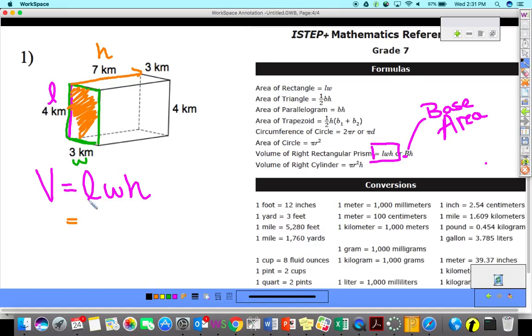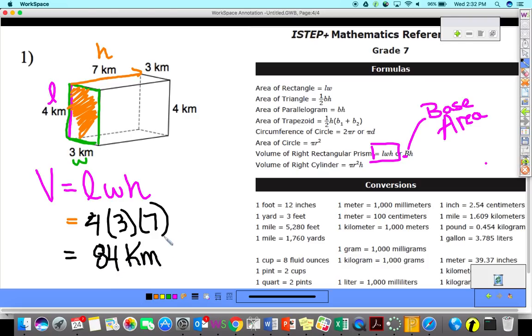So we're going to go ahead and multiply our length, which is a 4, our width, which is a 3, and our height, which is a 7. Now, some of you might be wondering, is it okay if I mix those up? Absolutely, it does not matter which is which. Okay? So I've got 4 times 3, which is 12, 12 times 7, which is 84. Now, I know I'm finding volume, so I'm going to make sure I note my unit is units cubed, kilometers cubed.